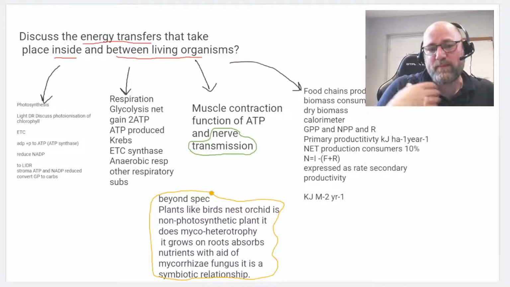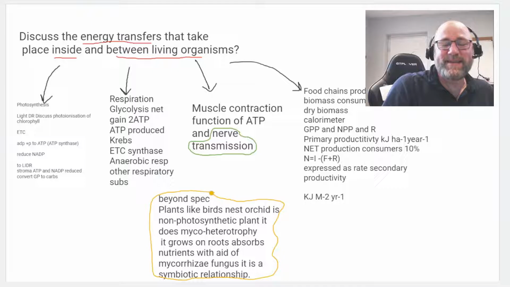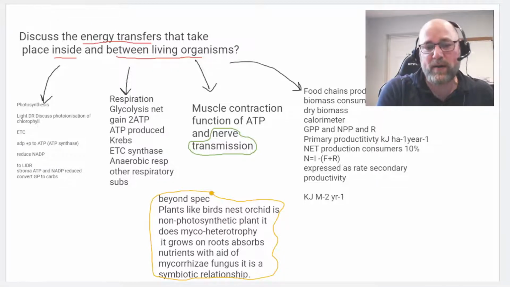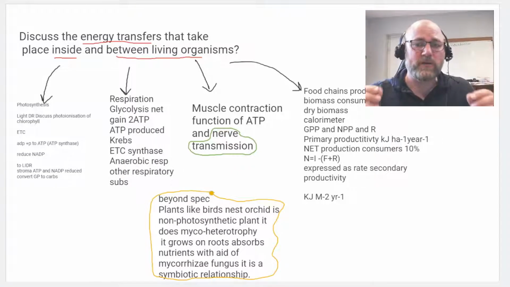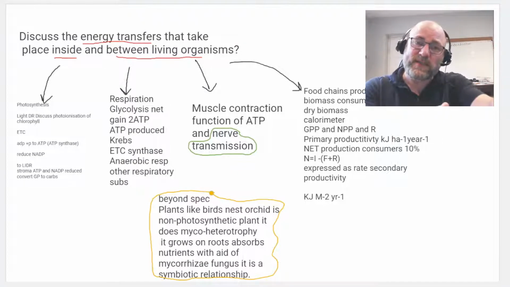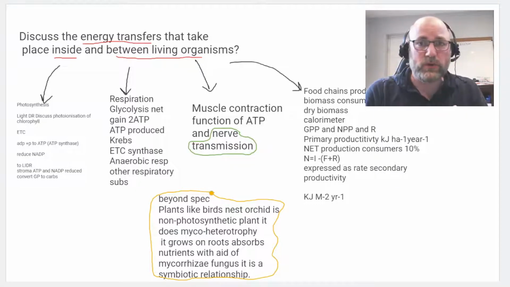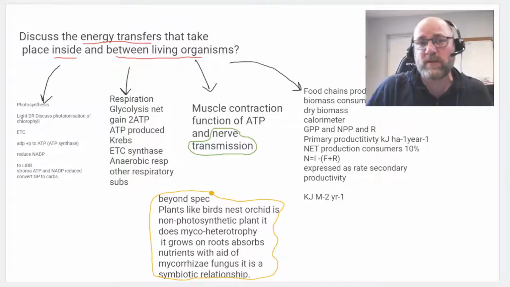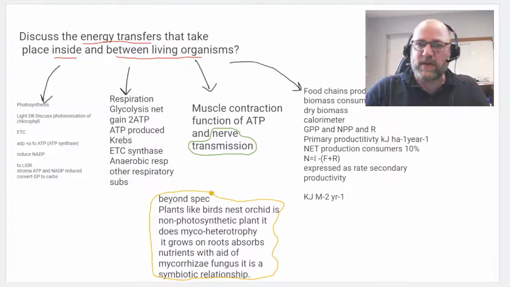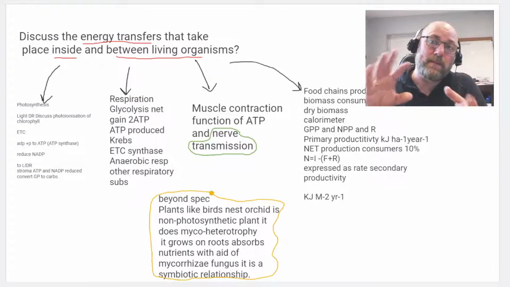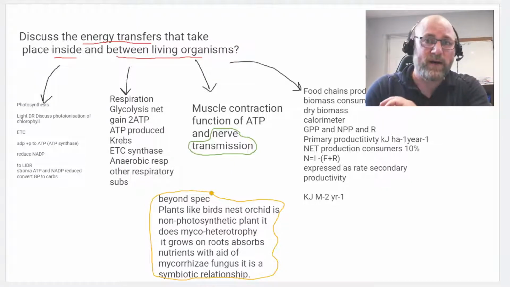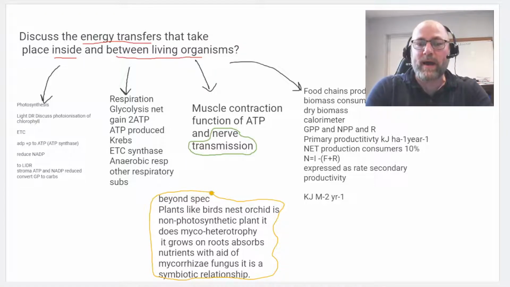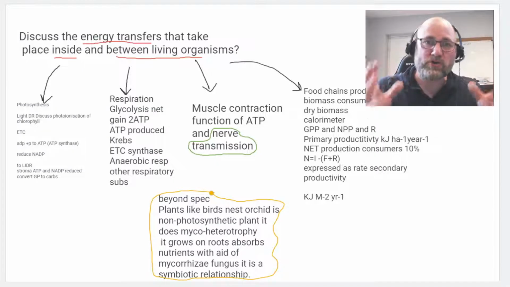So there's a plant called the bird nest orchid. It's actually got a Latin binomial name, which I can't remember. And there are certain plants out there which are non-photosynthetic. So you could discuss that. When you're doing energy transfers, you're always going to be talking about photosynthesis. So you could discuss, hey, there are some plants that don't do photosynthesis. They're non-photosynthetic, and they actually have a symbiotic relationship. They work together with fungi in something called mycoheterotrophy.